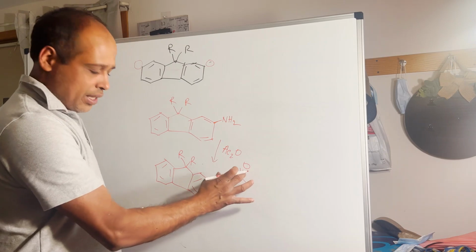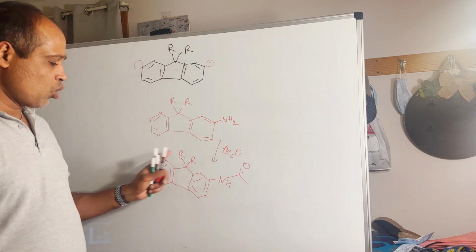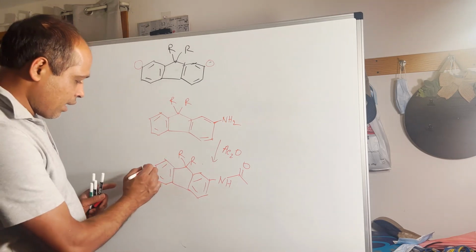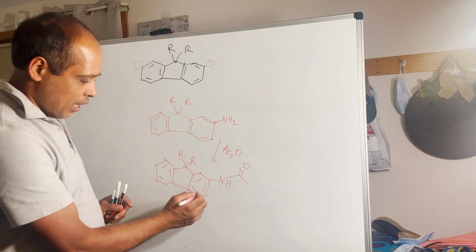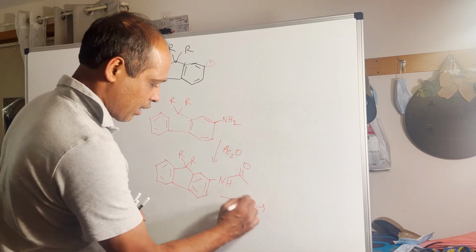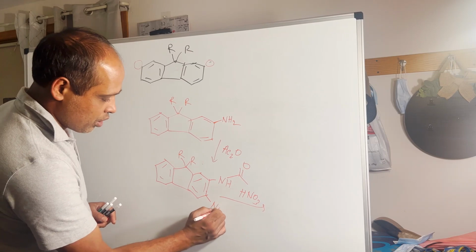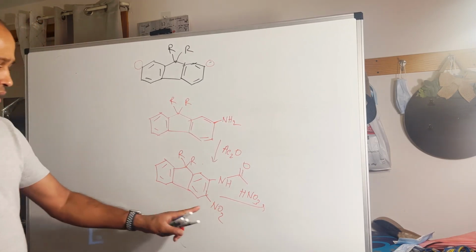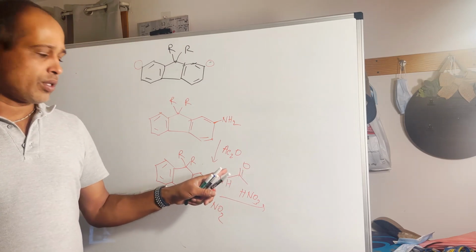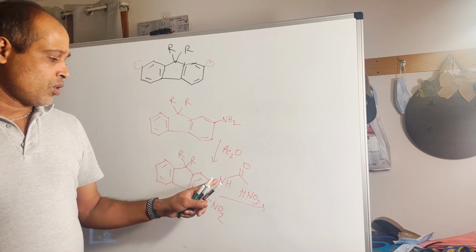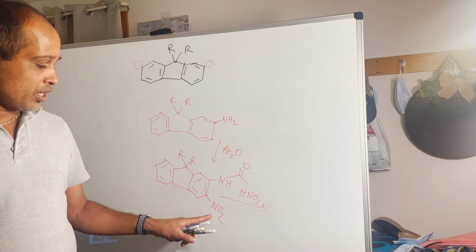Once you form this, then you can calculate the HOMO density or HOMO orbital of this. It looks like these positions have less electron density, and selectively if you do the nitration, nitric acid nitration, the nitro group only goes to this position, not that position or that position, only this position. Once it is protected with the NH acetate group, the nitration reaction gives you the nitro group only here.